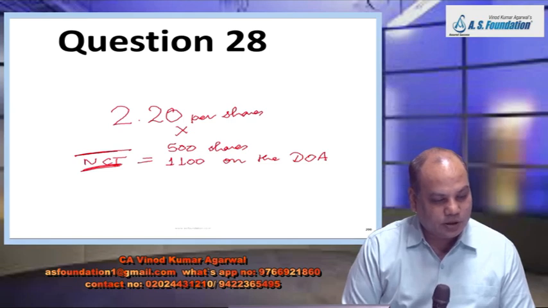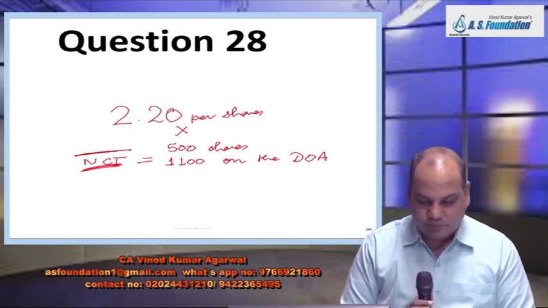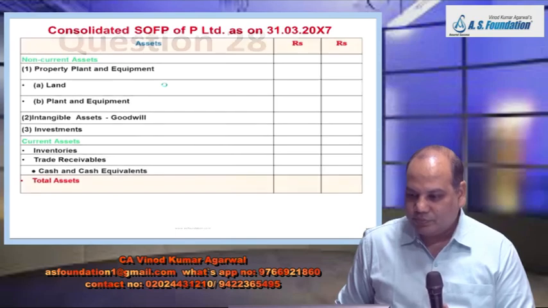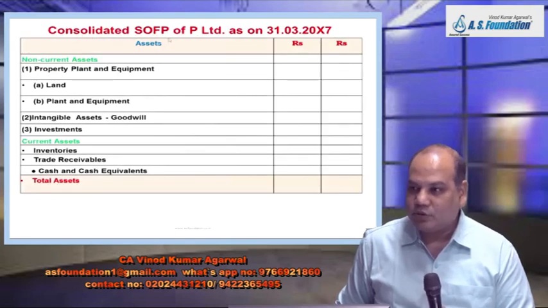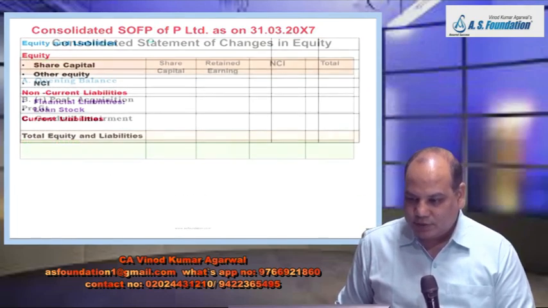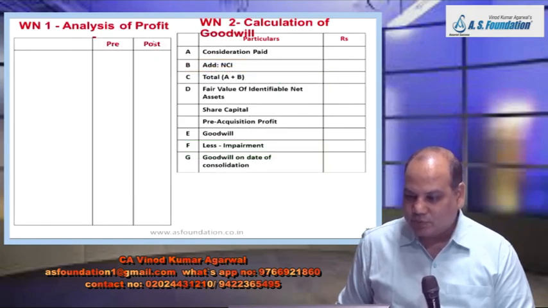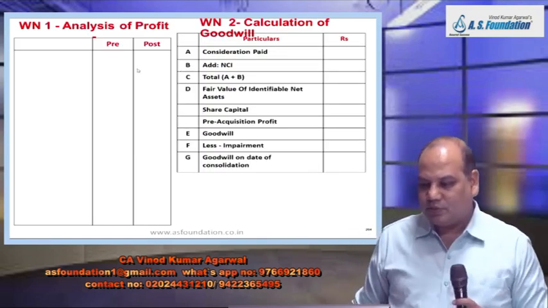Required, prepare the consolidated SOFP of the P group on 30th June 2018. Very easy problem. So first, to understand the format that I am going to use: consolidated SOFP, then consolidated statement of changes in equity, where we'll have share capital, retained earning, NCI, total, analysis of profit, calculation of goodwill. Okay, this much is enough in this problem.